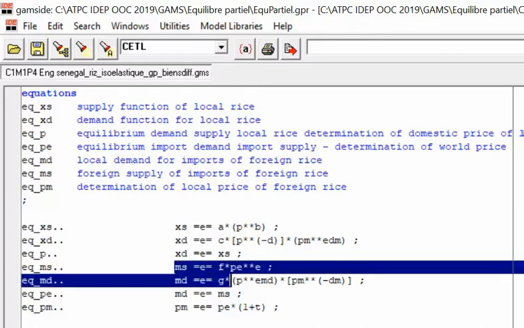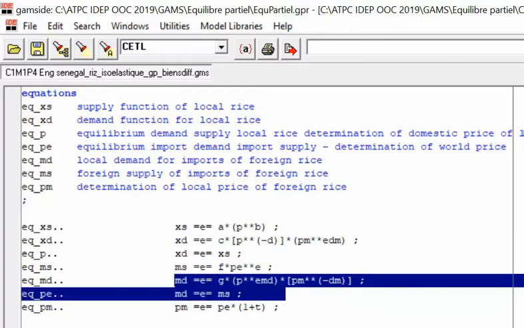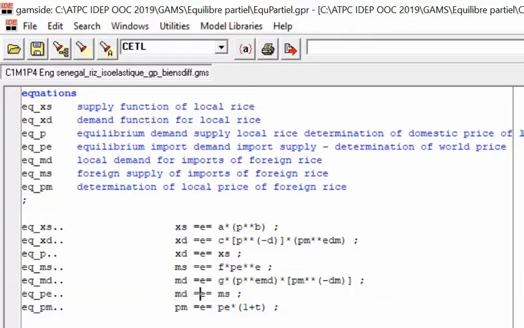Then the market for imported rice. You've got MS, the supply of imports, with the same relation to the world price. But the demand for imports is modified, because right now the demand for imports depends on the local price of imported rice, PM, under a decreasing relation. And it also depends on the local price of local rice, which is the substitute, and the relation is positive. When P is increased, MT is increased, because consumers are less interested in the consumption of local rice, and so they turn to the consumption of foreign rice. And the third relation is the equality between demand for imports and supply of imports.